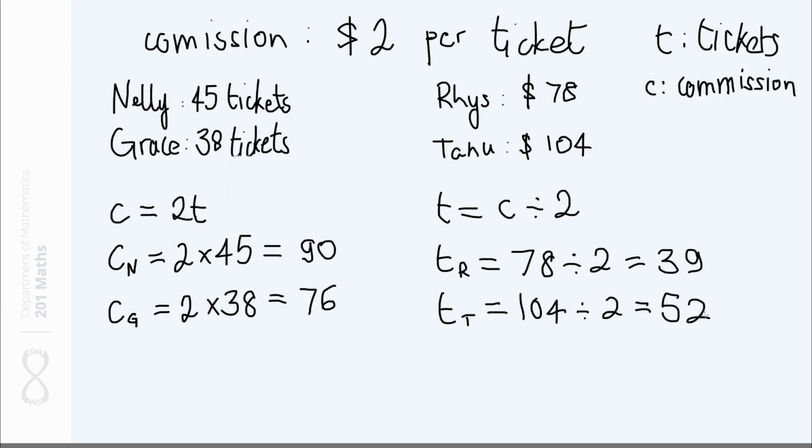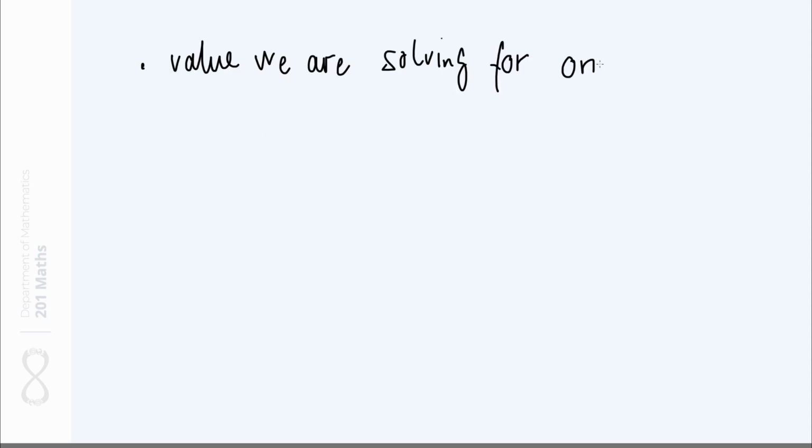Tanu sold 52 tickets. All right, in this video, we dove in a bit more depth into writing algebraic equations with 2 variables. The main takeaways are, 1, that we want the value that we are solving for to stand on one side alone and all the rest on the other side. Second takeaway, that is a direct implication of the first one. Depending on which of the 2 variables is known, we write the equation differently.